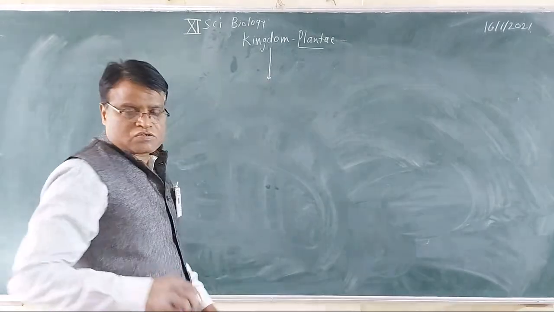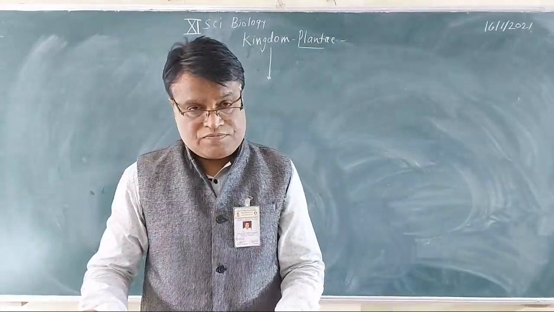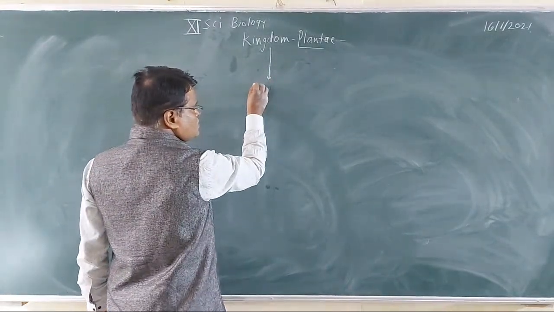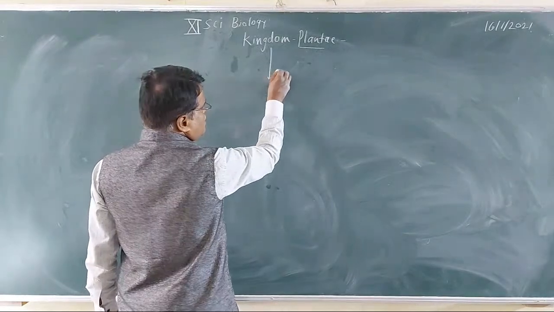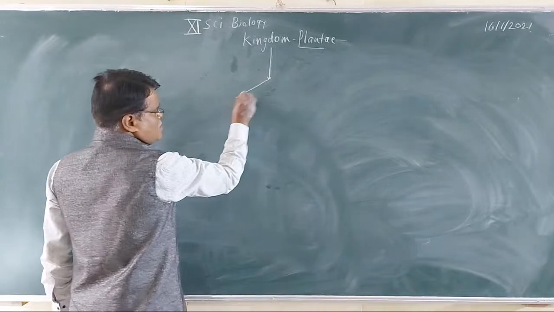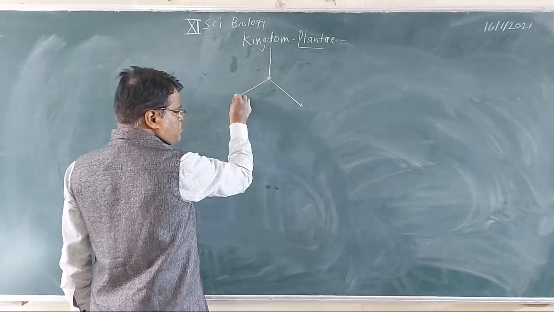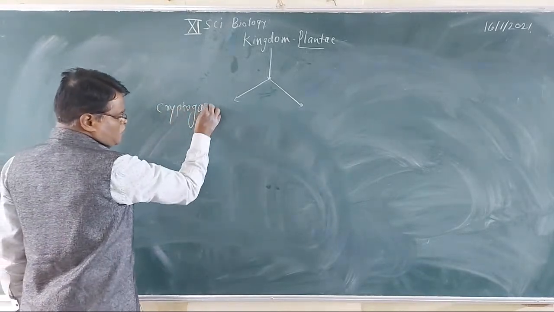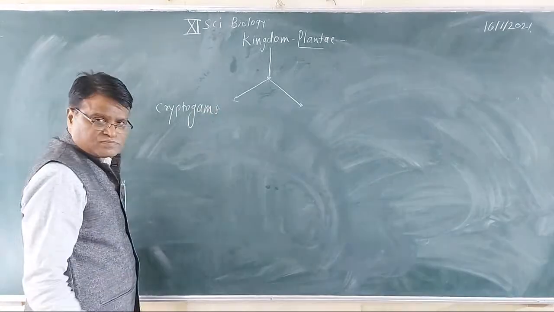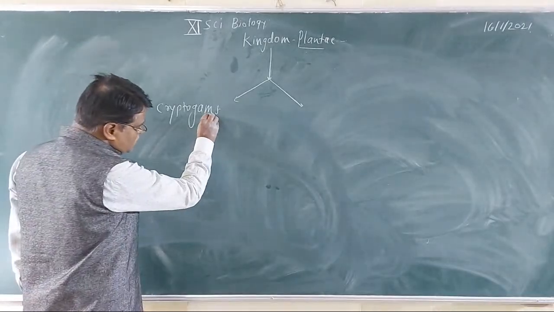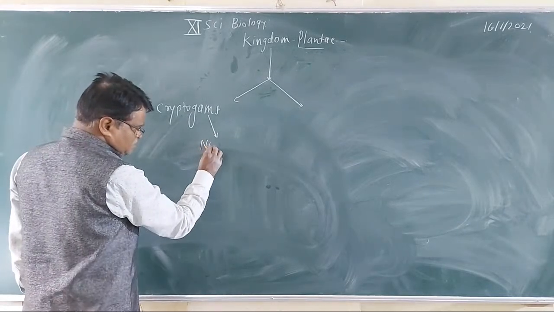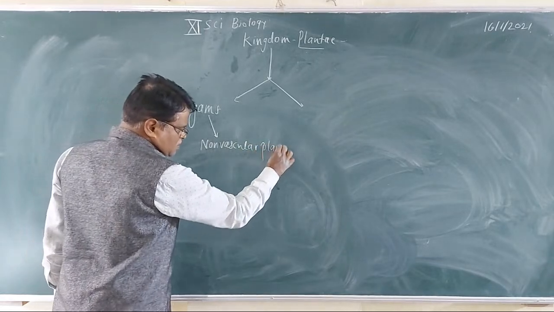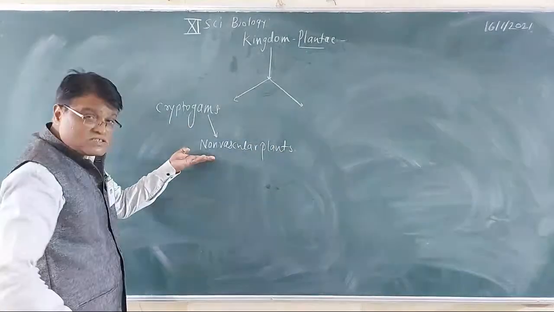Yesterday we saw the whole chart, isn't it? And the remaining part we just now start. In the plant kingdom, these parts are the cryptogams, isn't it? These ones are the cryptogams. Here are the non-vascular plants. Okay, non-vascular plants.